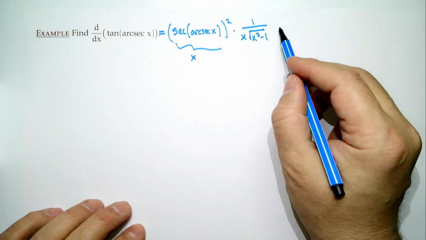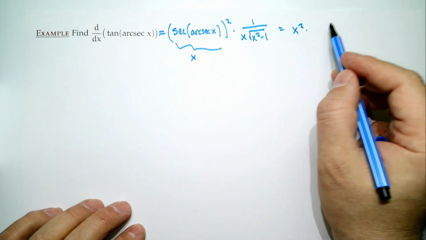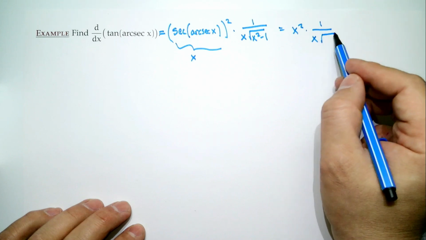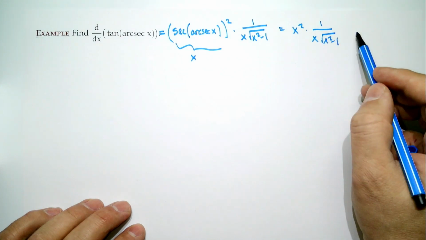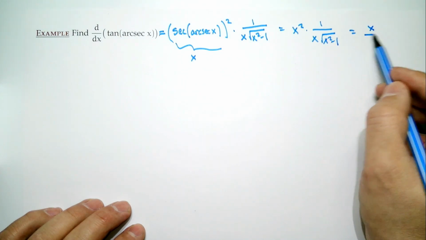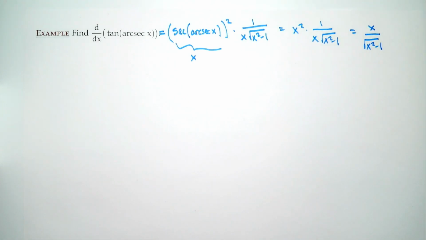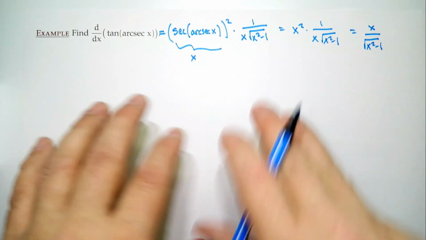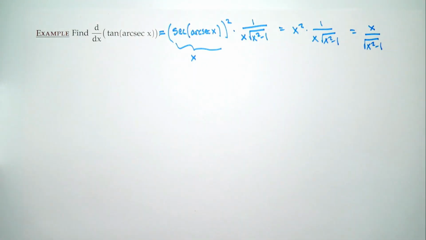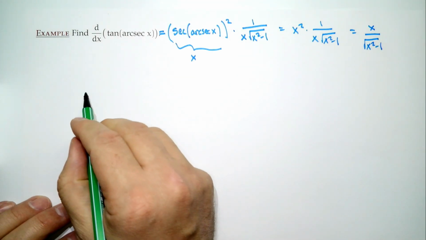So what we have is x squared times 1 over x squared of x squared minus 1. Of course, you can write that as x over square root of x squared minus 1. And now you're thinking, there's a lot of white space here. Okay. Well, let's do it a different way then. It's always fun to do things a different way. So let's try a different method.